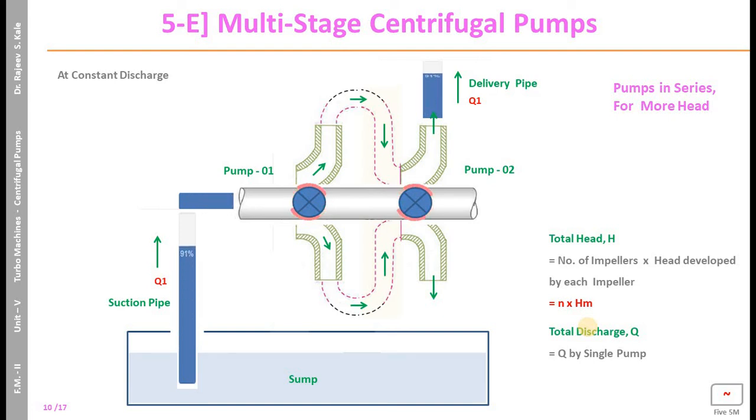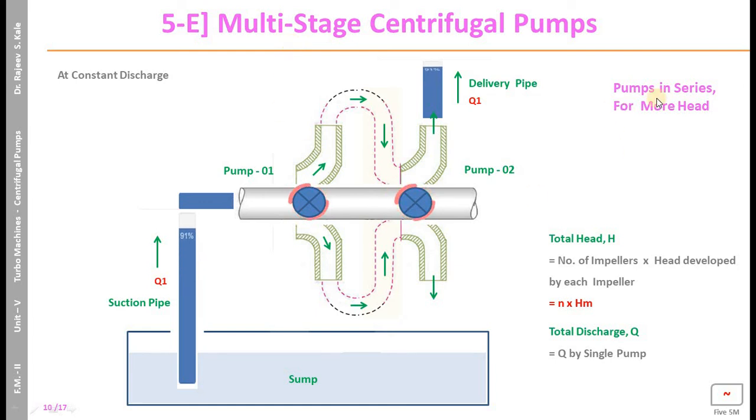Then based on the requirement, you can attach the pumps in series or pumps in parallel. Sometimes you require more head, sometimes you require more discharge. Accordingly, you can connect the pumps. So far we have seen only a single impeller. When the impellers are mounted on the shaft, if more than one impeller is mounted on the shaft, then it is known as a multi-stage centrifugal pump.